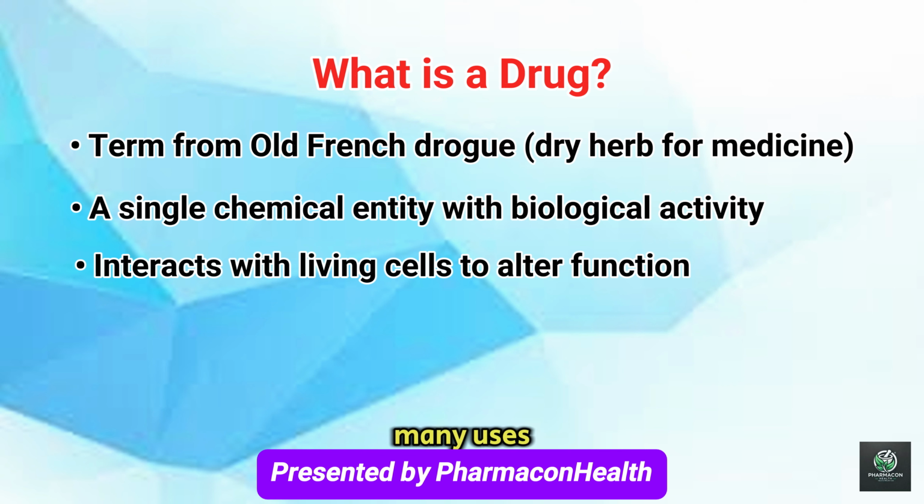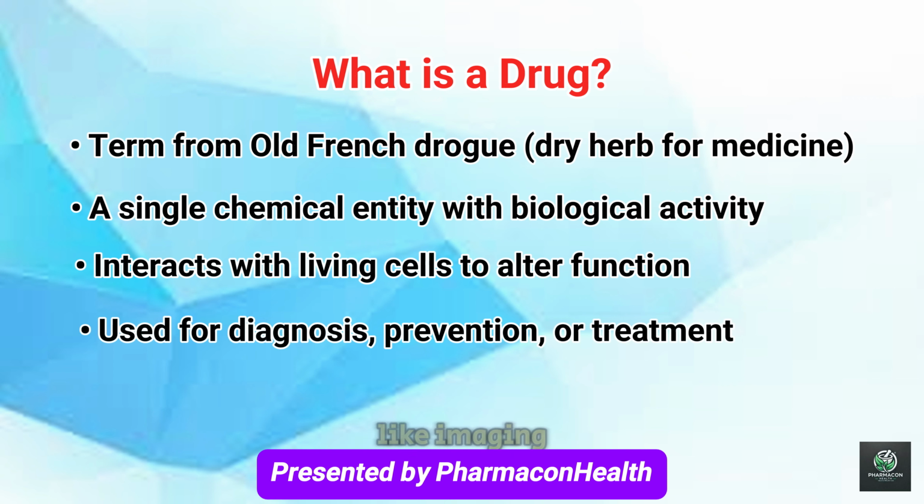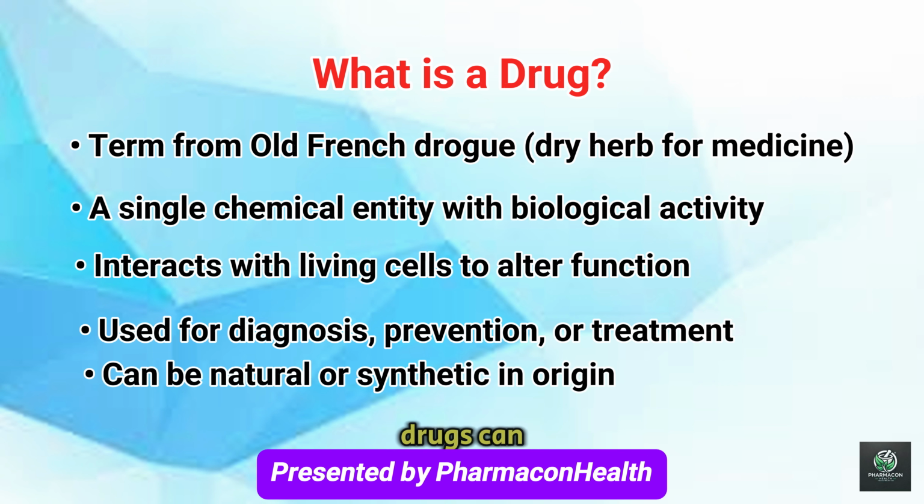Drugs have many uses. Some help diagnose diseases, like imaging agents. Some prevent illness, like vaccines. Most treat or manage conditions like diabetes or infections. Others adjust body functions, like hormones. Drugs can come from natural sources like plants, animals, or minerals, or they can be made in labs by designing specific molecules. No matter the source, a drug must act on the right target at the right dose. It must work well and be as safe as possible. This balance is the heart of pharmacology.